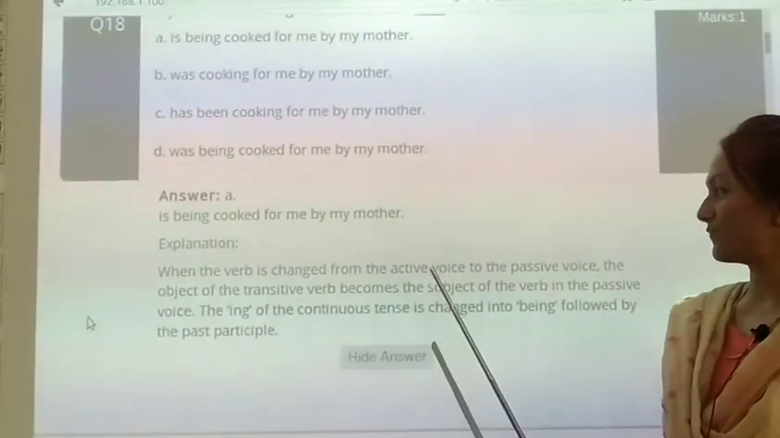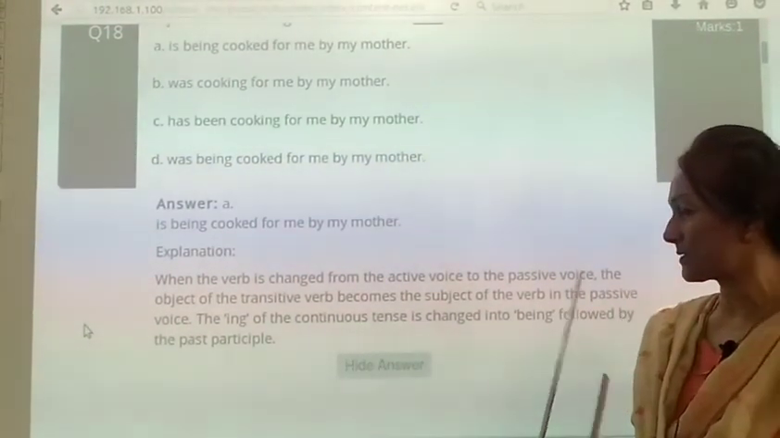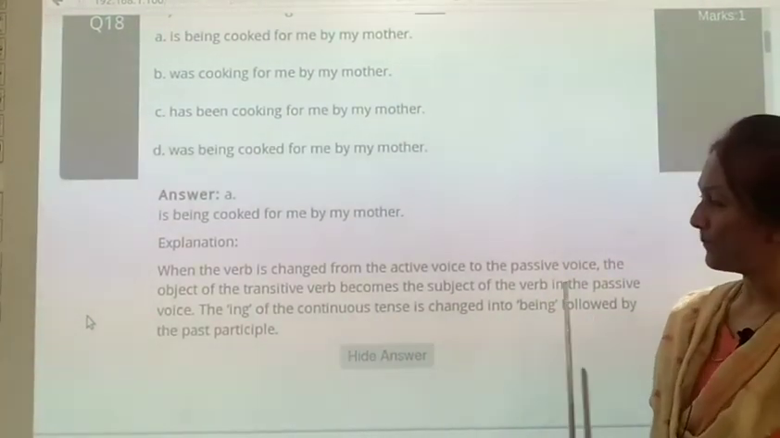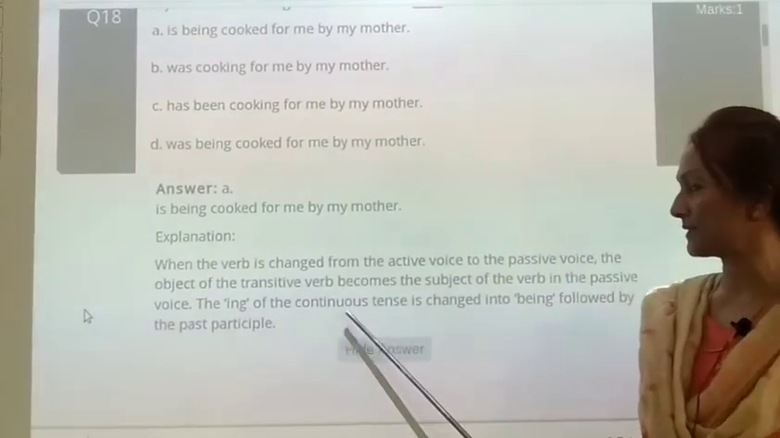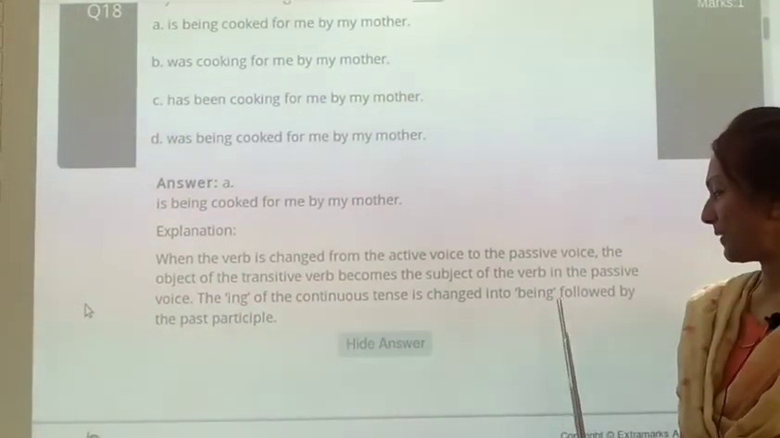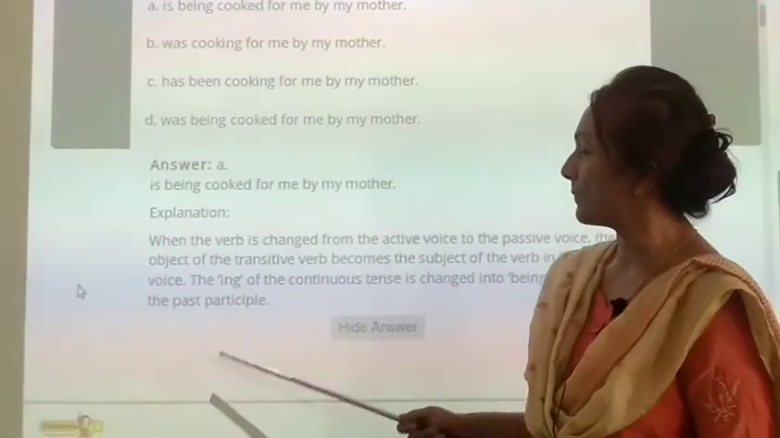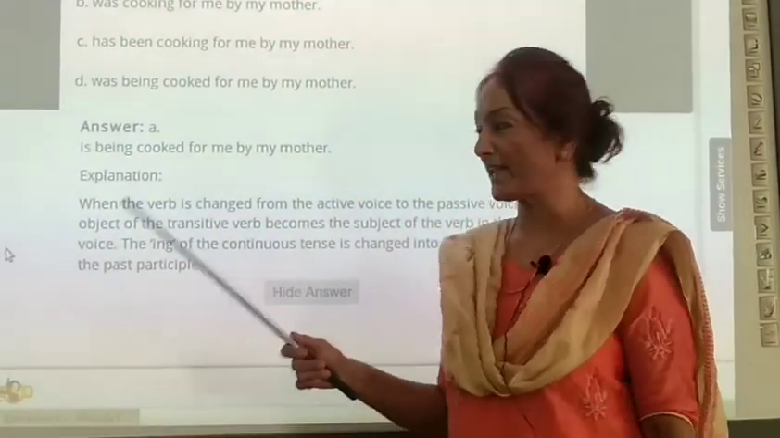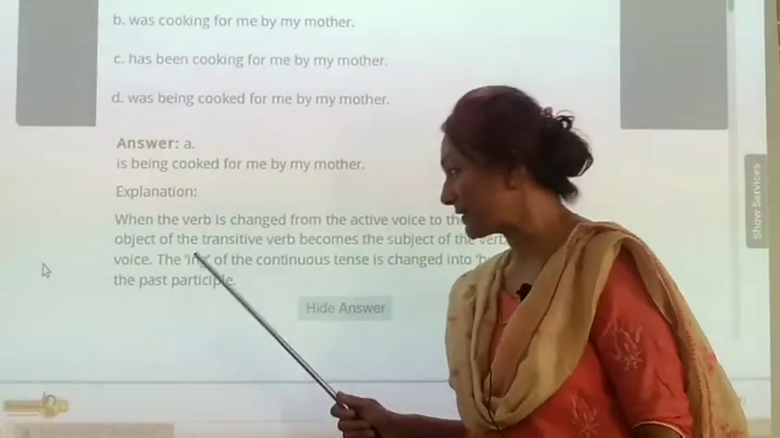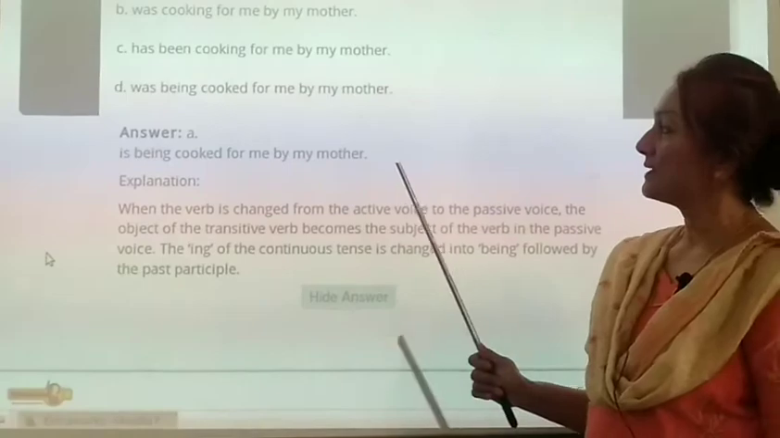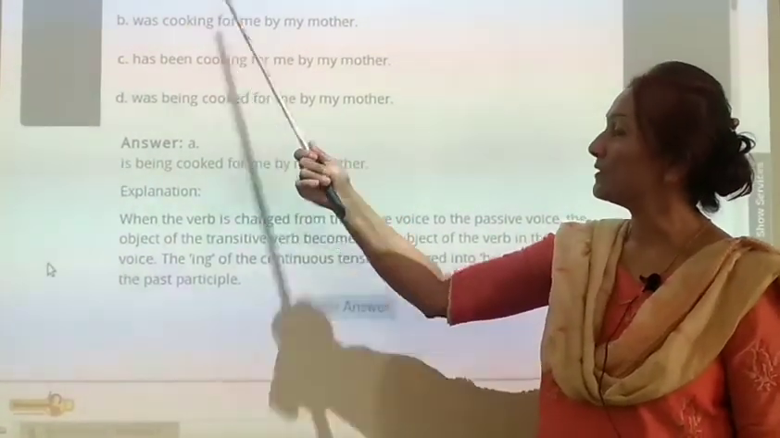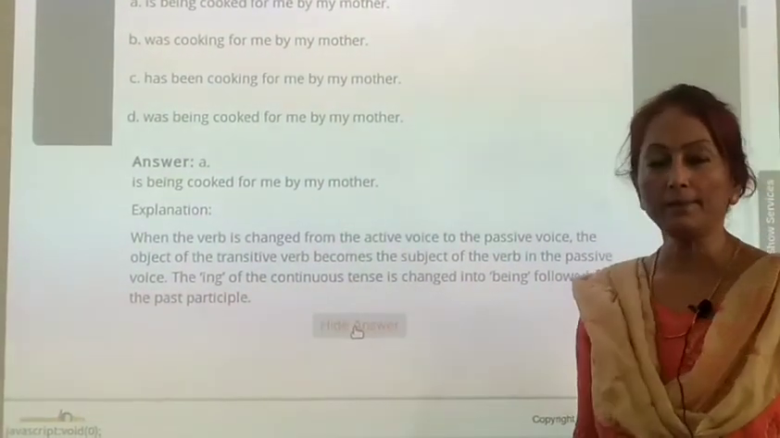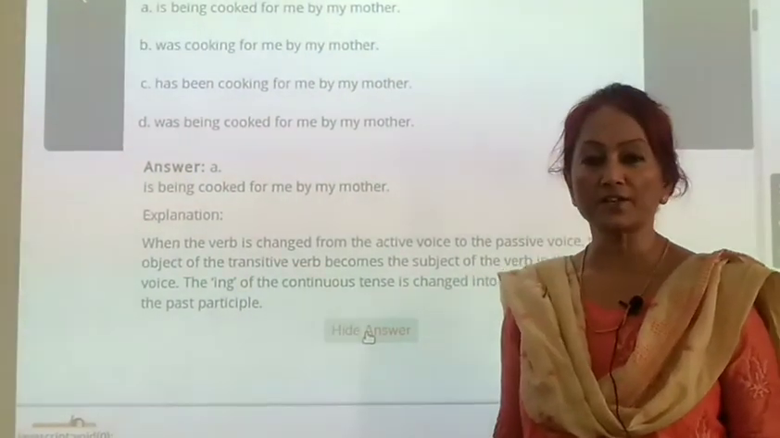When the verb is changed from the active voice to the passive voice, the object of the transitive verb becomes the subject of the verb in the passive voice. The ing of the continuous tense is changed into being followed by the past participle. Once again, see, is being cooked for me by my mother. Mother was the subject in active, now it has become the object. The ing of the continuous tense, cooked. See, cooked, to that ing is added. So, is being cooked for me by my mother. That's the right answer. Next question.